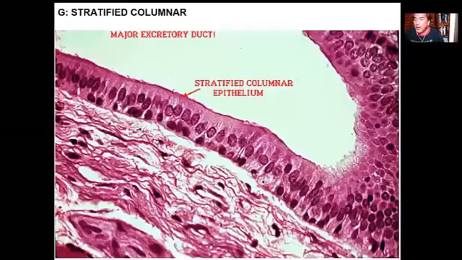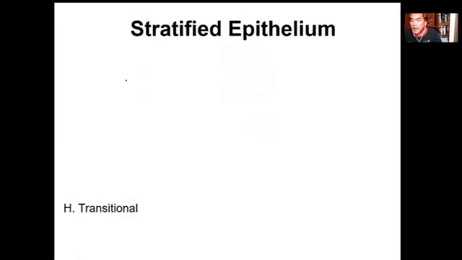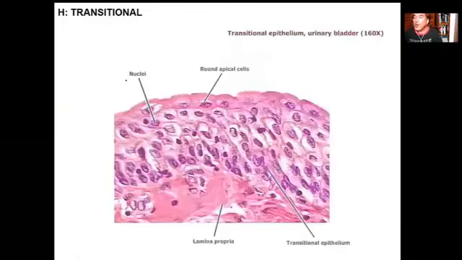Stratified columnar. You see that it's tall cells in about 2 layers. So the cell is elongated, and this is stratified columnar. Example is... Anybody give me an example where you see stratified columnar? Rare, very rare. Is it the male urethra? Yes, male urethra. It's only one example, very rare, and only the male urethra. Good job.